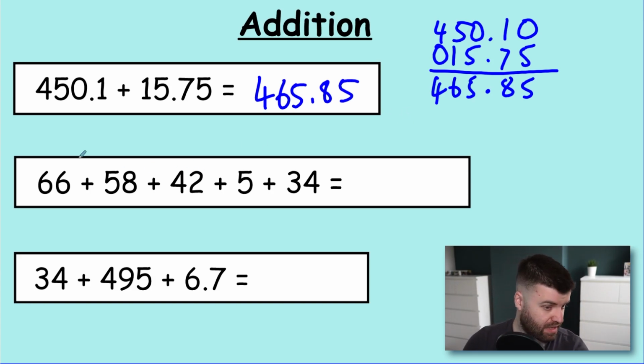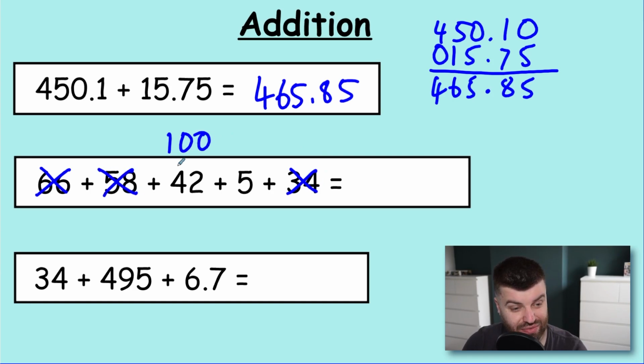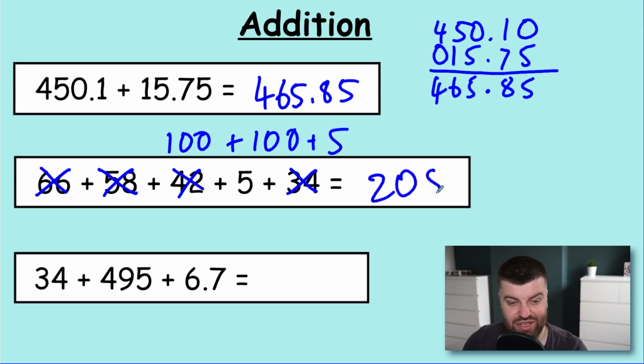Next one here. Let's take a look for any bonds that we can find. 66 plus 34, that's 100. 58 plus 42, that's 100. And then we just have 5 left over. So that's really easy, 205. Look how quickly we solved it because I'm confident with my bonds. If you're not, something to practice.